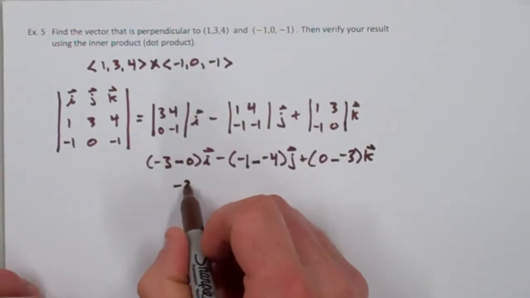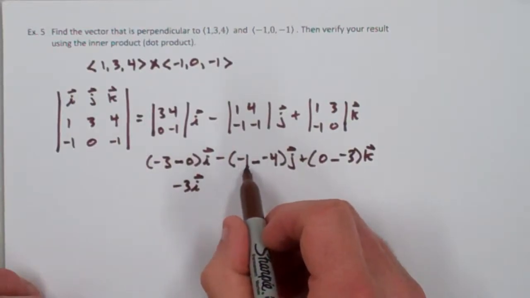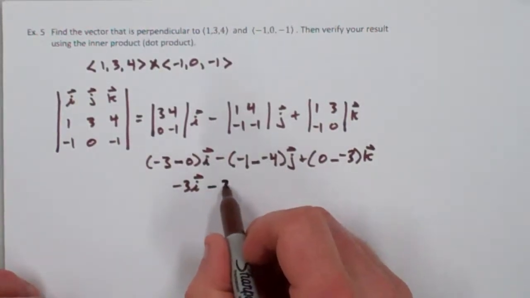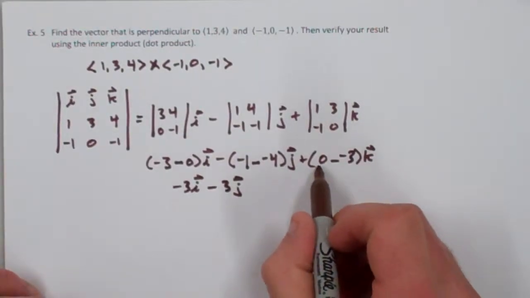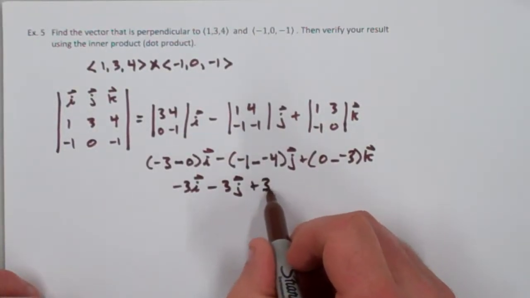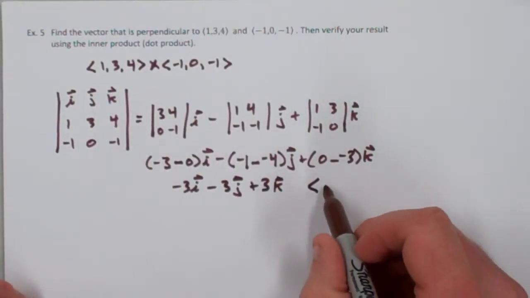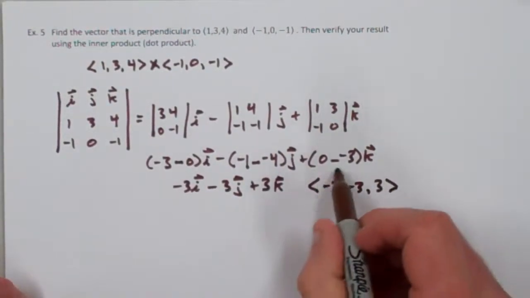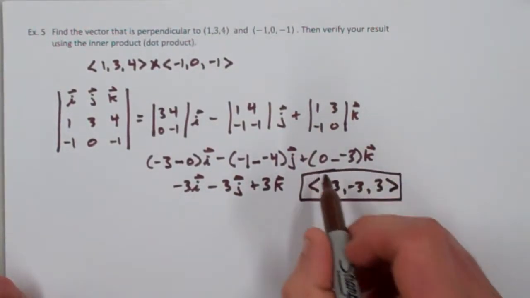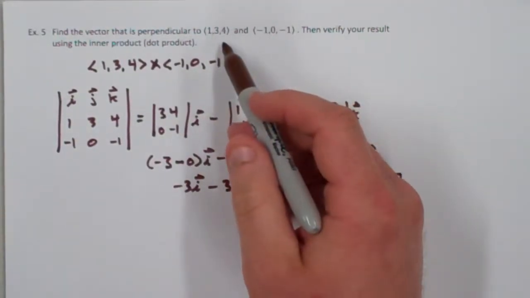So we've got negative 3I minus, this is going to be negative 1 plus 4, so it's going to be negative 3J. And then the next one is going to be 0 minus negative 3, or positive 3K. And if you want to write this as a vector ordered triple, you could do negative 3, negative 3, and 3. So there's our vector. That's what happens when we take the cross product of two vectors. We get another one, and it should be perpendicular to the other two.